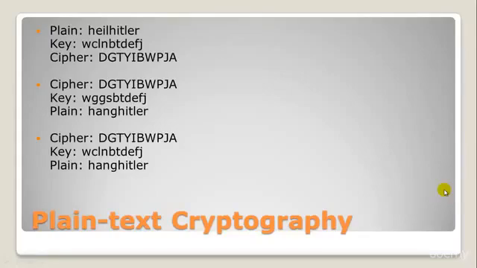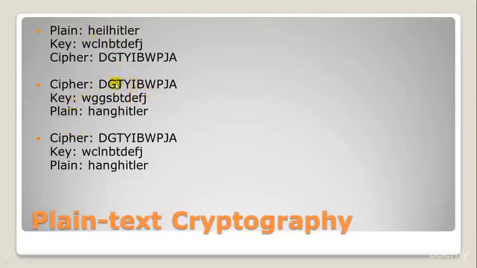To make it clearer, here is an example I will show you. This is how people used to send messages in the old days. This was the plain text, and this was the key when it was decrypted. This was the exact cipher that came out when it was encrypted. Again, when this key was used, you can see that the key is different, and the plain text came out exactly the opposite: Hail Hitler, and here Hang Hitler.